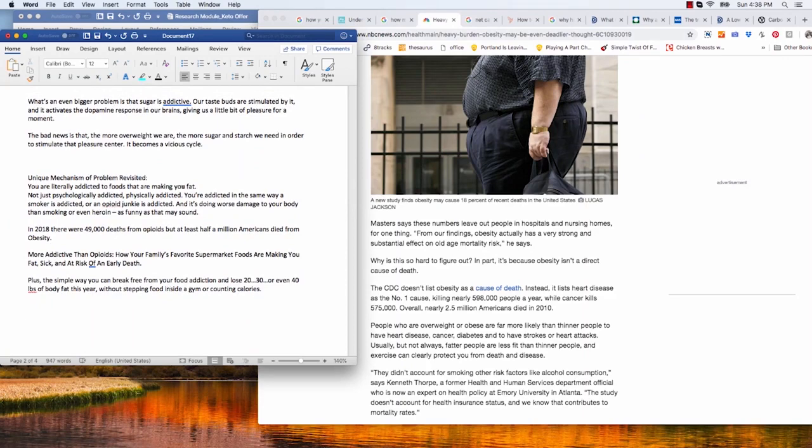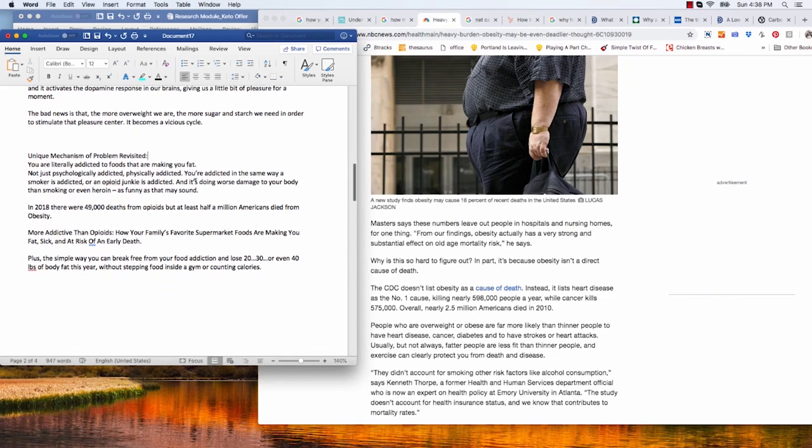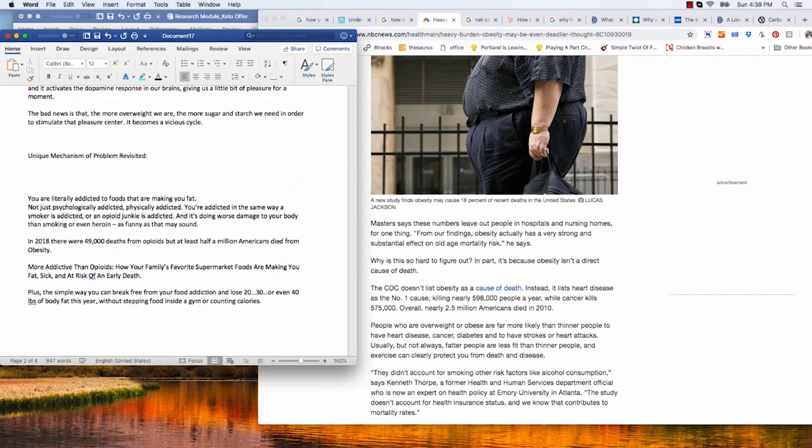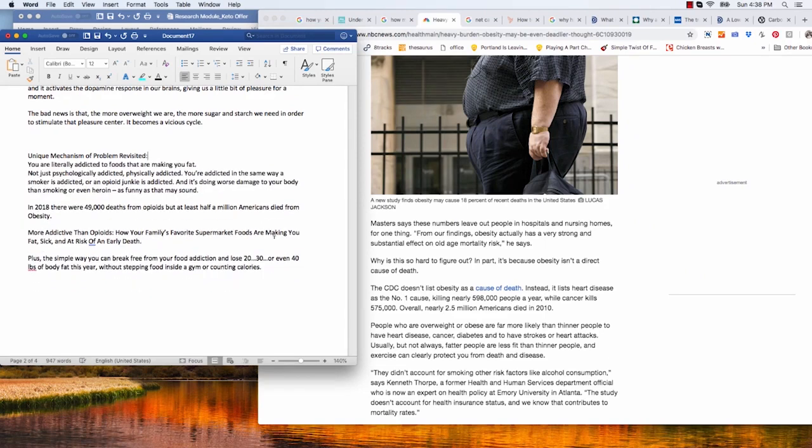I think the thing is this, right? So you could take this and use it as a unique mechanism, by being like, okay, you're addicted to carbs. Literally, carbs are turned into sugar in the body. But here's the thing about sugar, right? Carbs equal sugar. Where am I going to put this? Okay, so you're addicted to foods that are making you fat.